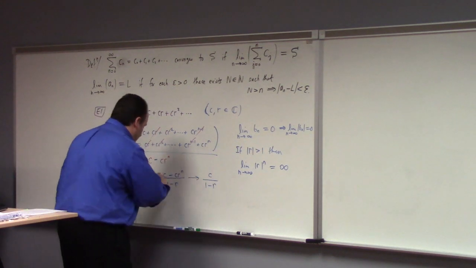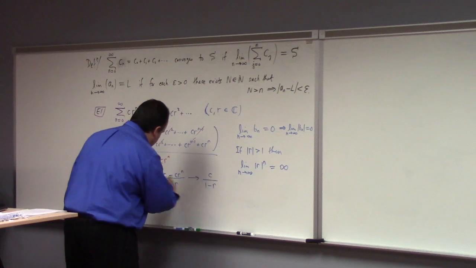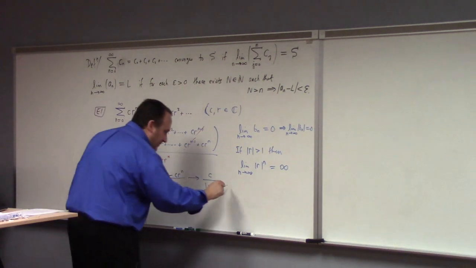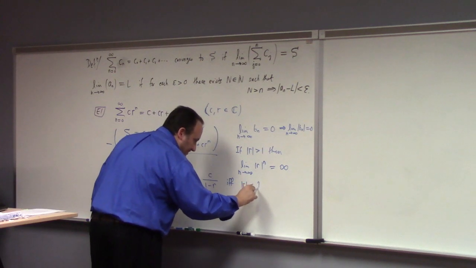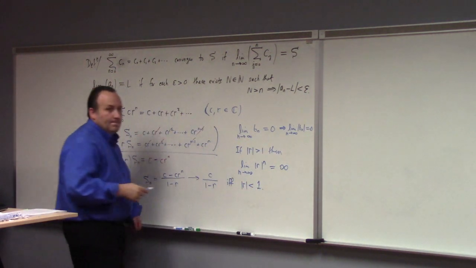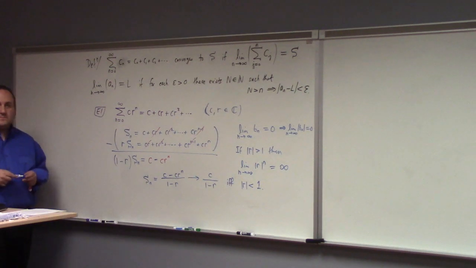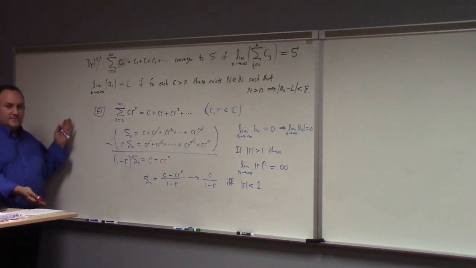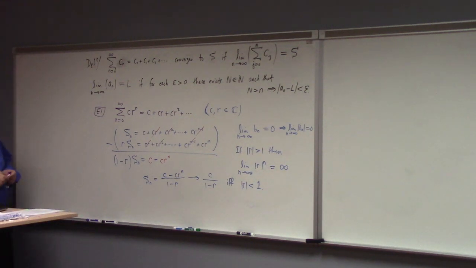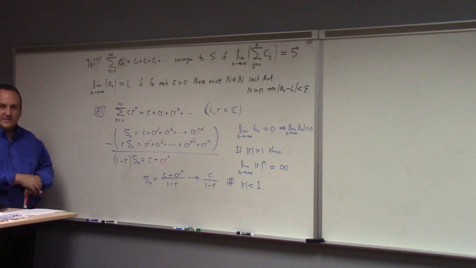Maybe it's not. This nth partial sum goes to C over 1 minus R if and only if what? The modulus of R is less than 1. All right? Now in calculus 2, that was absolute value. But here, it's got to be modulus. Do you know what the name of this thing is? I hope you do. This is the geometric series. So we still have the geometric series in complex. Woo!